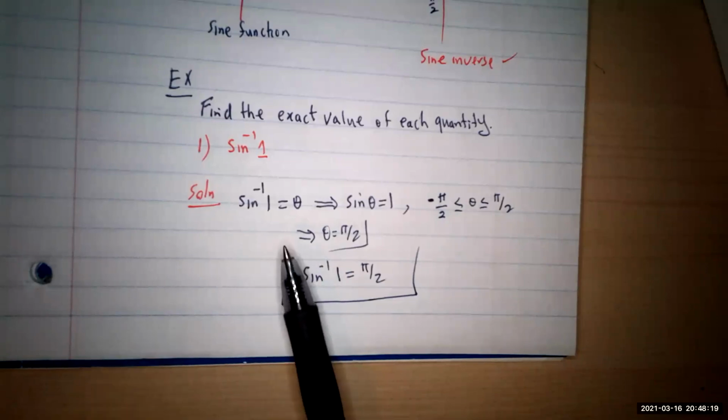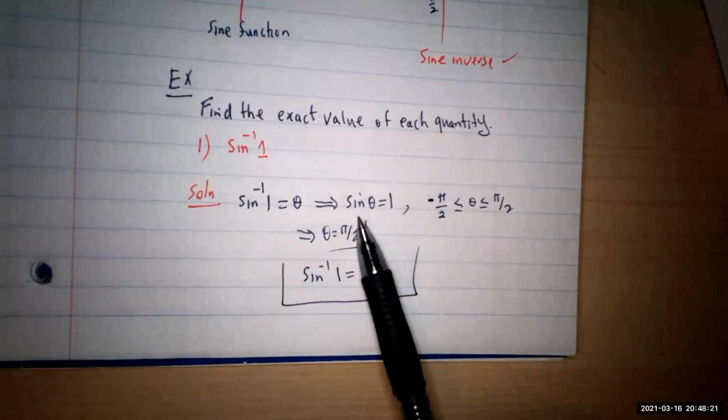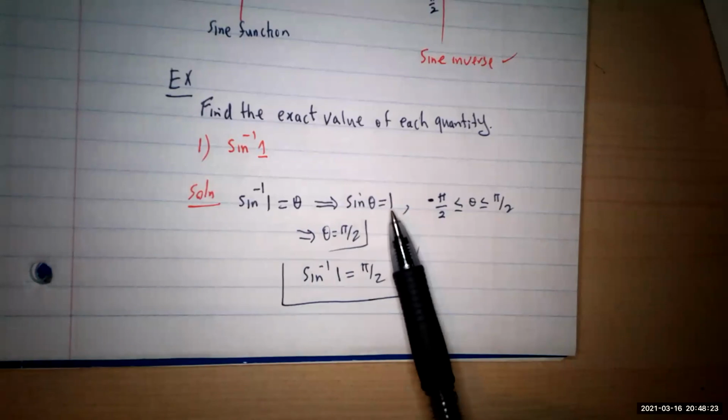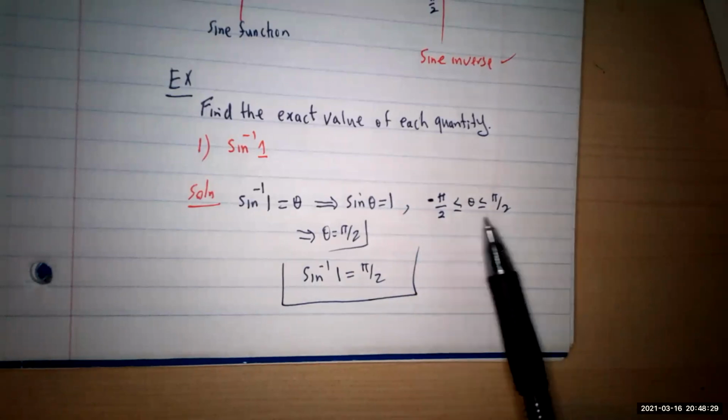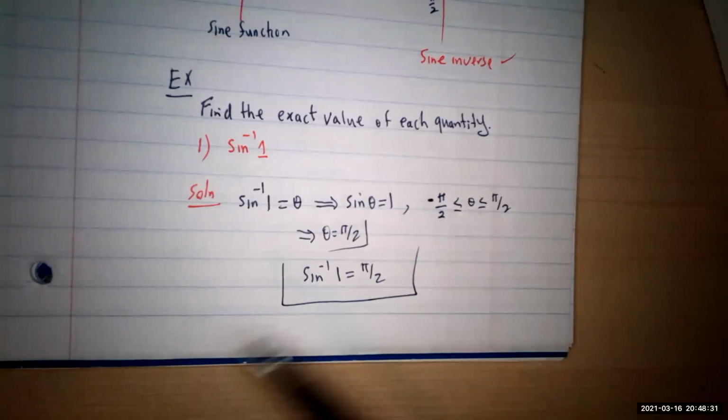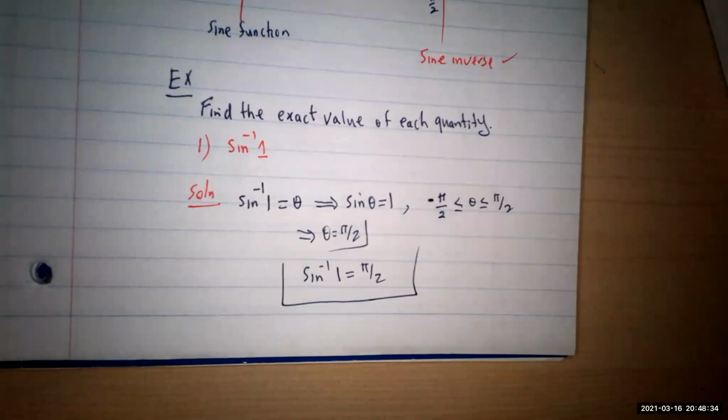Call it theta, call it alpha, switch it. Sine theta equals 1. Go to the unit circle, you find it. You want to find an angle whose sine is 1, but make sure that you are in this interval. That's the first one. Any question?